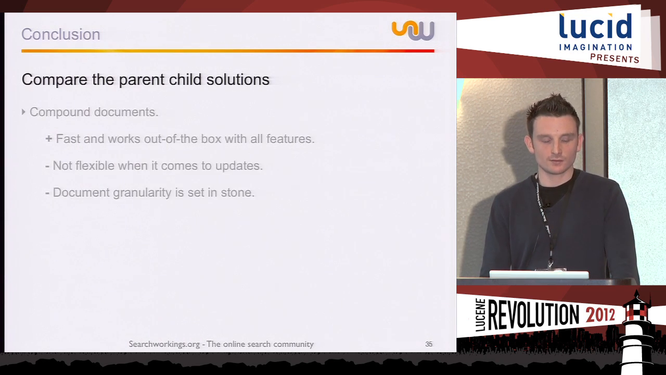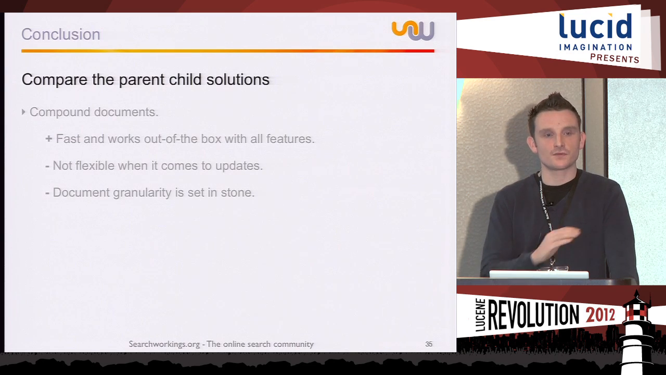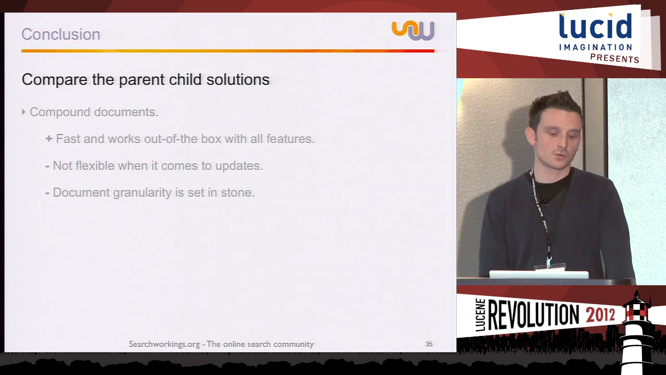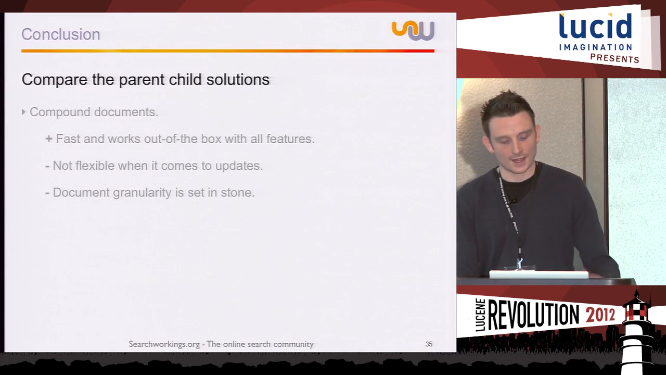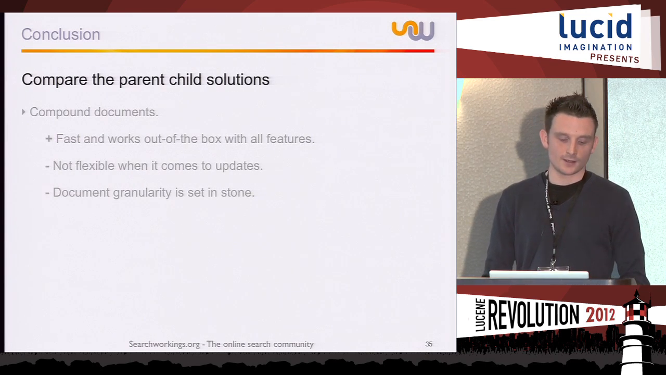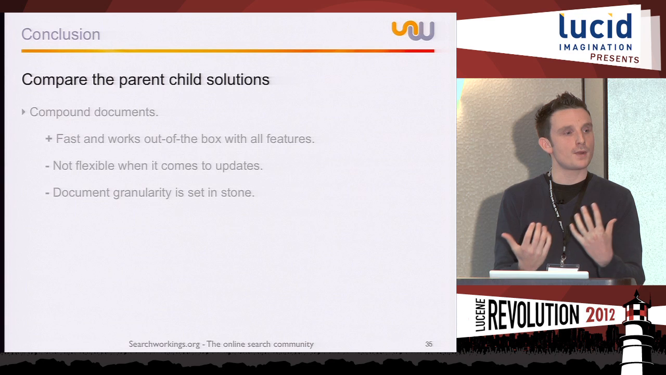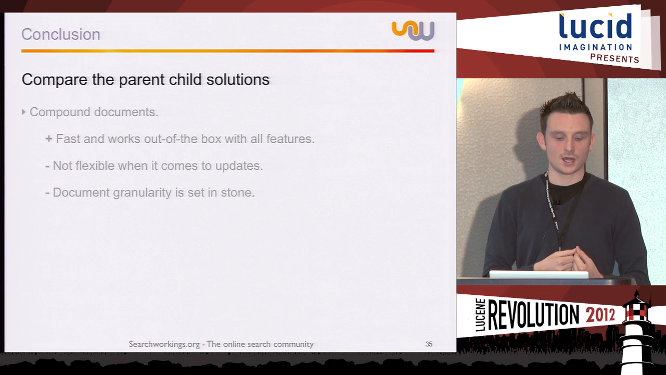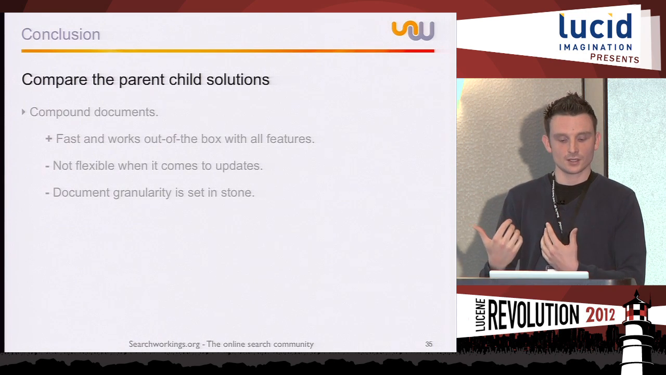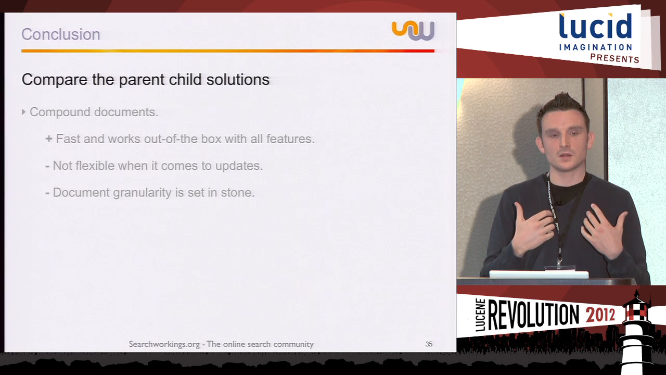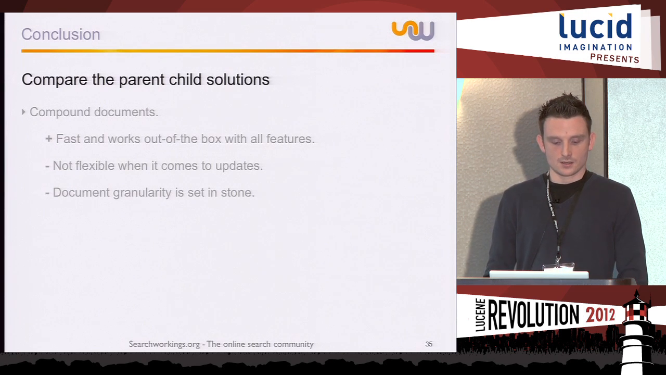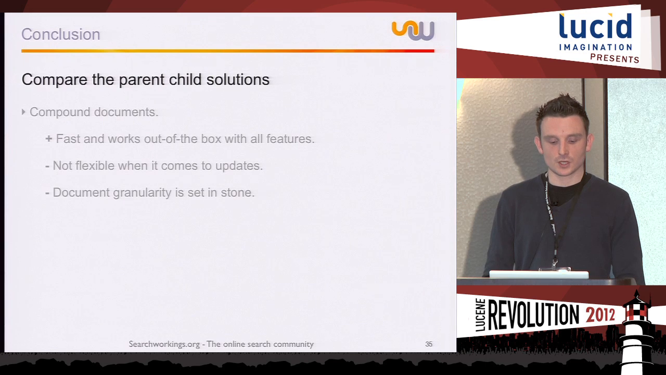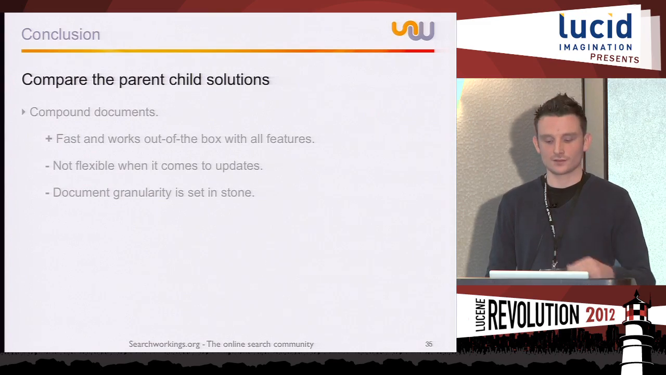Last one, compound documents. Compared to all the other solutions, it's very fast. It's just out-of-the-box documents, and it just works as you expect it to work. You don't have all features work out of the box. For example, if you use joining and you return parents, in this case products, as result, and you would like to facet on product item properties, that cannot be done in one search. However, it's not flexible when it comes to updates, and your document granularity is fixed, unless you re-index, of course.